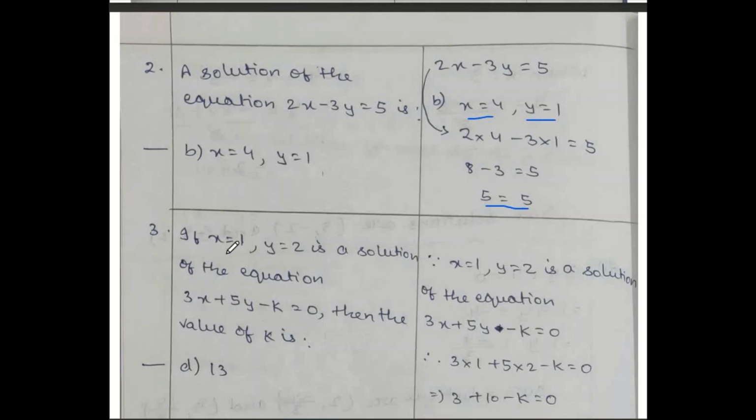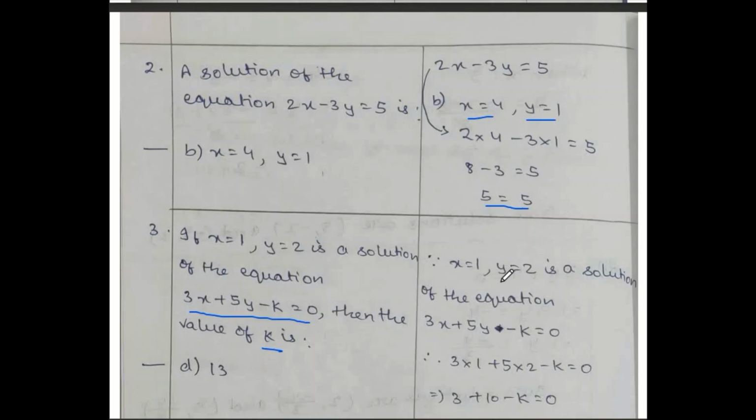Good question. If x equal to 1 and y equal to 2 is the solution of the equation 3x plus 5y minus k equal to 0. You could see here k. We need to find out the value of k. That's our question. So do the calculation like this.